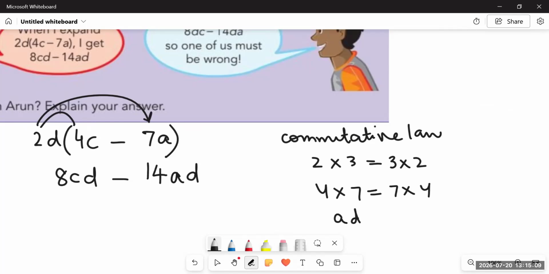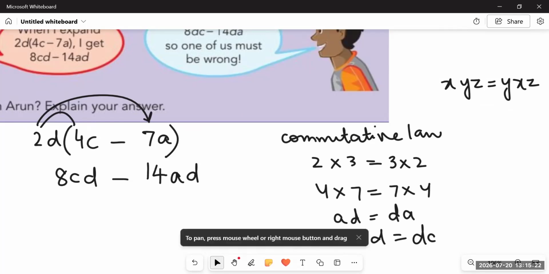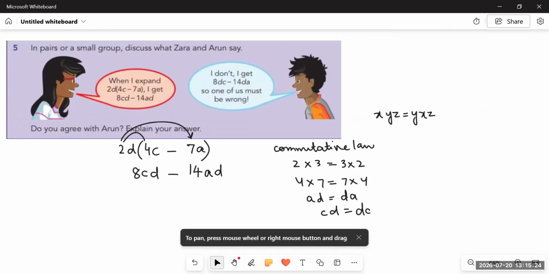ad is equal to da. cd is equal to dc. xyz is equal to yxz. Okay, so it doesn't matter. Arun is incorrect. Zara is correct. I agree with Zara because 8dc or 8cd are the same. Similarly, 14ad and 14da are similar.